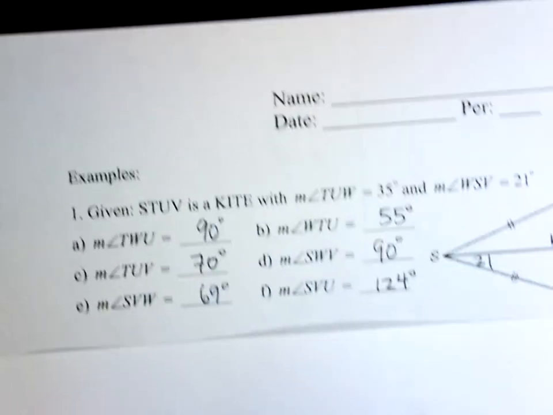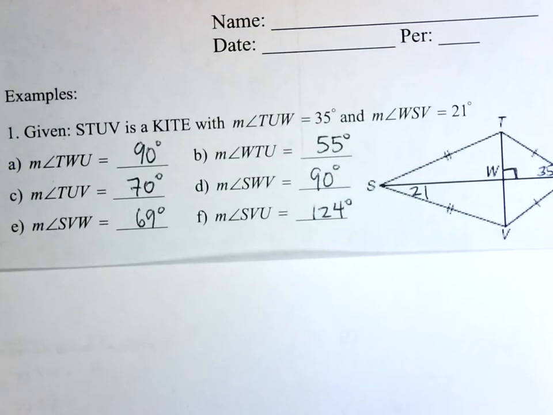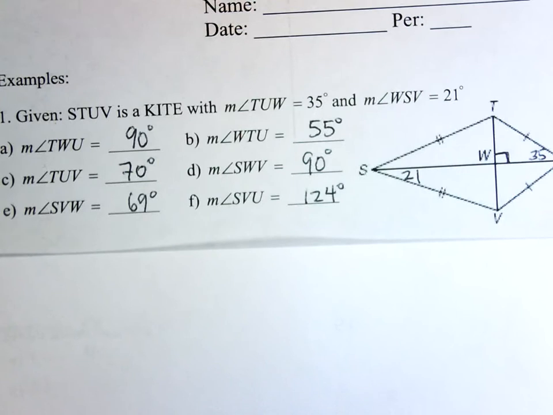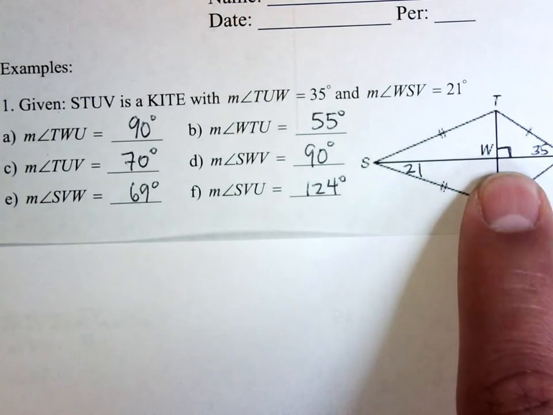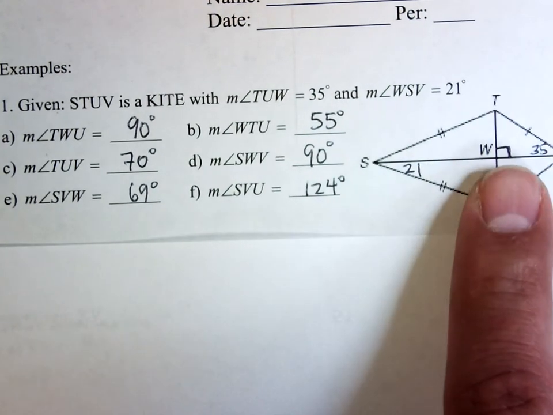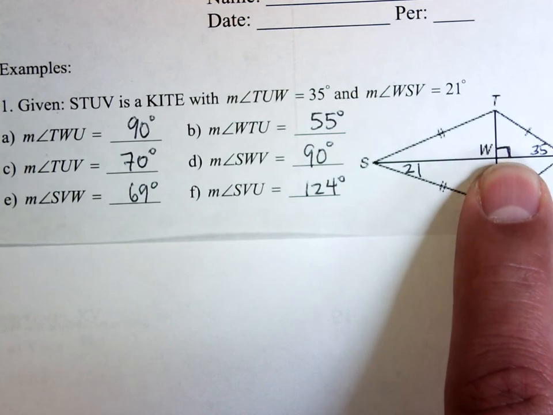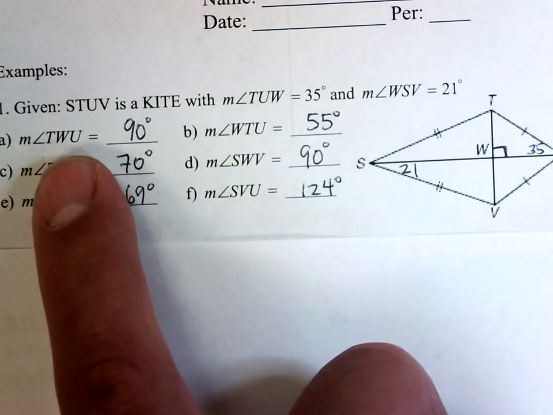So let's jump up here. Examples. How does this stuff really work in the problems that we're going to be doing? So it tells me I've got a kite. First thing I need to do is recognize if I've got a kite, my diagonals are perpendicular. So I draw in my little right angle right there. So the first question says, what's the measure of TWU?